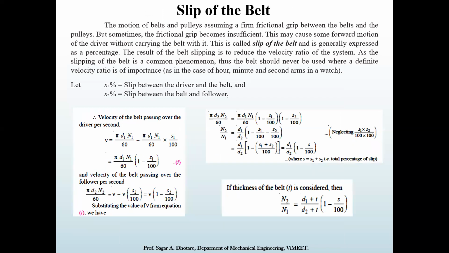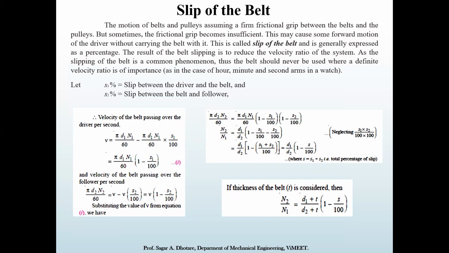The motion of the belt and pulley assumes a firm friction grip between the belt and the pulleys, but sometimes the friction grip becomes insufficient to transmit the power, and this may cause a small forward motion of the driven pulley without carrying the belt or its power with it. This is called slip of belt, and it is generally expressed as a percentage.